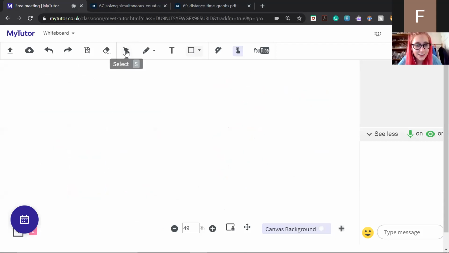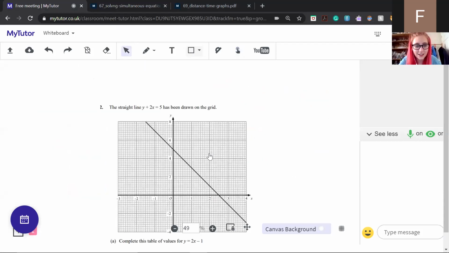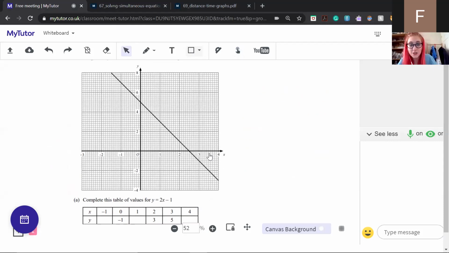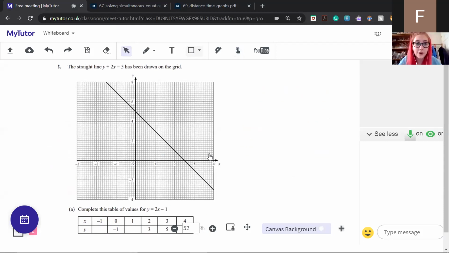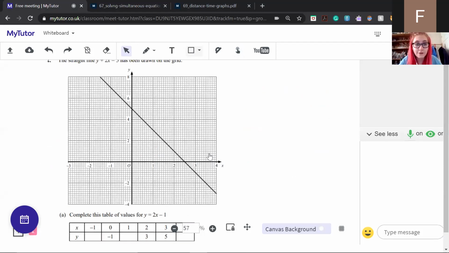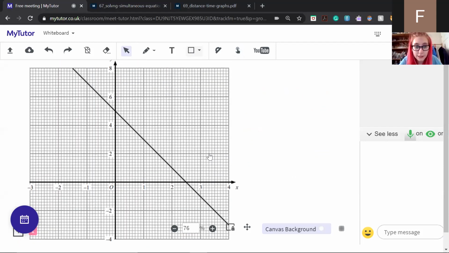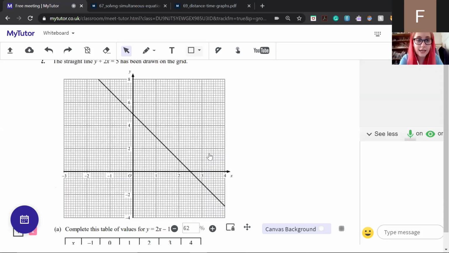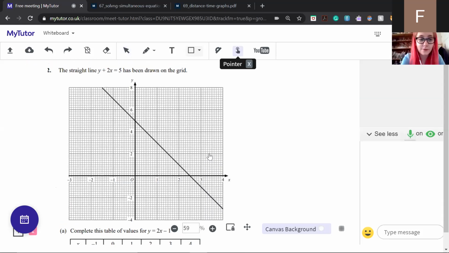So, this one, we've got to do a couple of things. They've already drawn one line for us. Let's just think about this one line for now to think about what on earth I was going on about with things being true. So we've got drawn for us the line y plus 2x equals 5. That's what this line is.